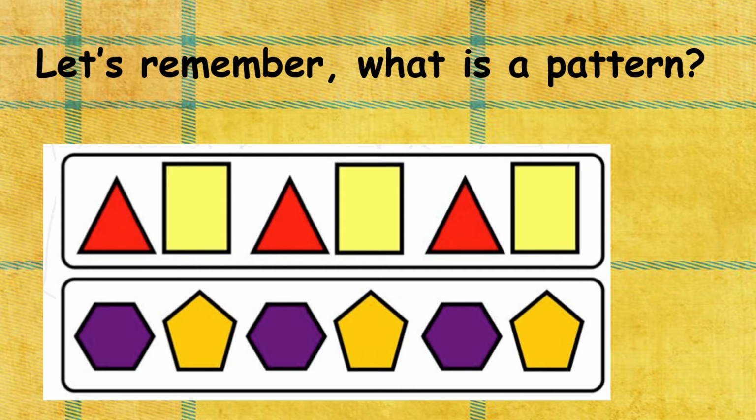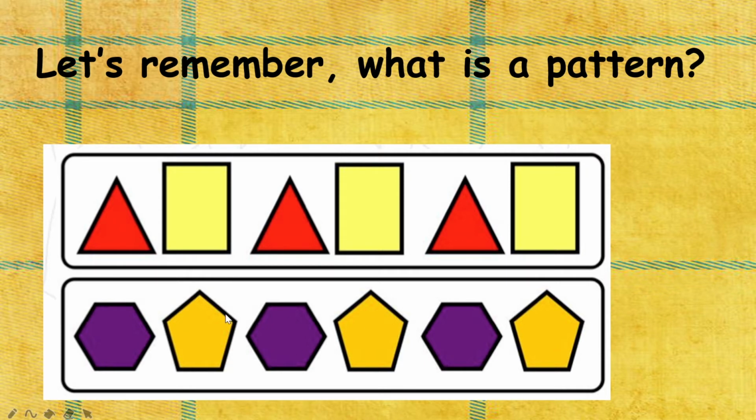Now, for example, look at this picture, all right? Now tell me what pattern you see. So, we can say the color or we can say the shape. For example, let's start with the color. Red, yellow, red, yellow, red, yellow. Great. Purple, yellow, purple, yellow, purple, yellow.